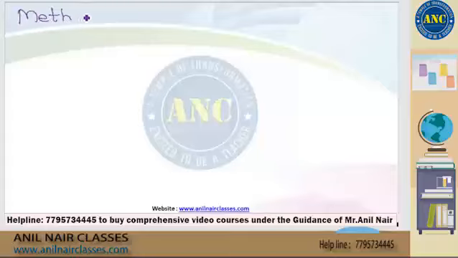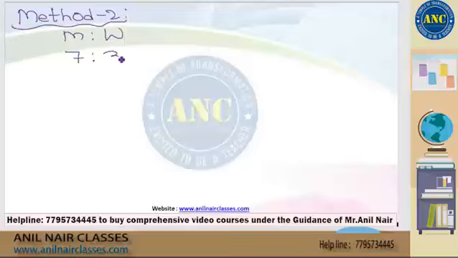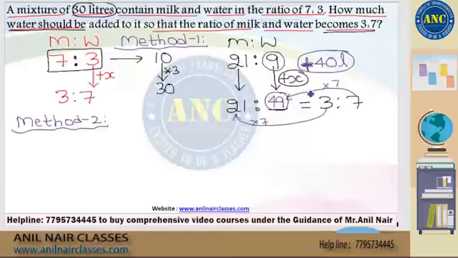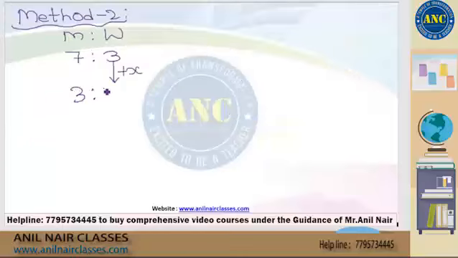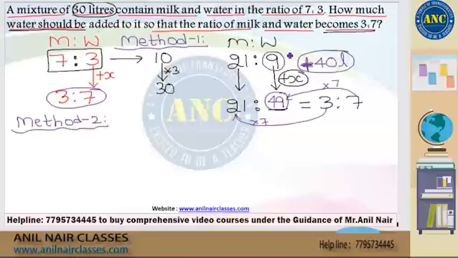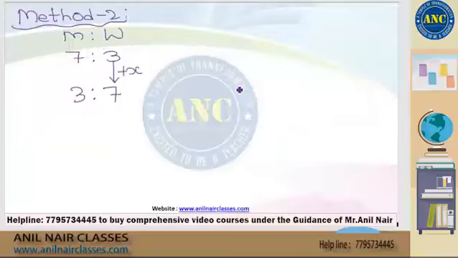If I take this method 2, the question says the initial ratio of milk and water is given as 7 is to 3. I added some water into the vessel. Because I added some water, the final ratio became 3 is to 7. Now, can I say that in my method 1, I calculated the exact quantities of milk and water, and then I said that I am adding water, milk should be the same. So the same 21 I wrote here. But in method 2, I will do that step at a later stage.